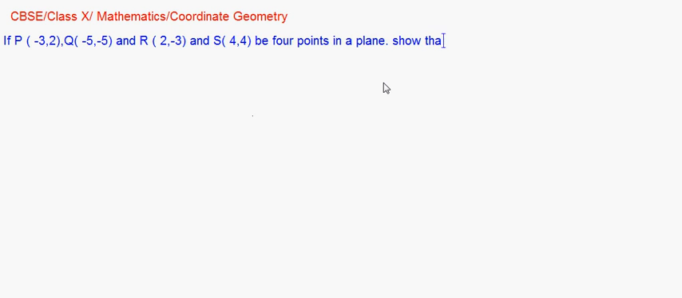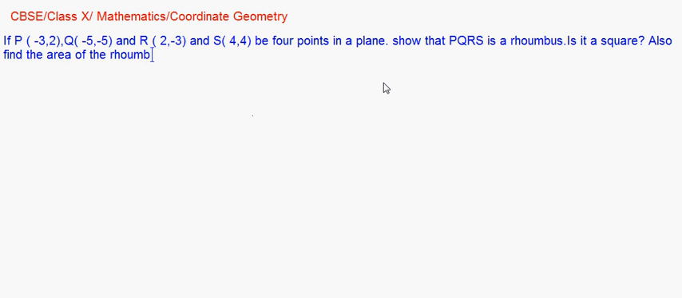We need to show that PQRS is a rhombus. It's also asking, is it a square as well? Also, find the area of the rhombus. It seems it's not a square, because if they are asking us to find the area of the rhombus, it's not a square. But anyways, let us try solving the question and find out if it is a square or not.